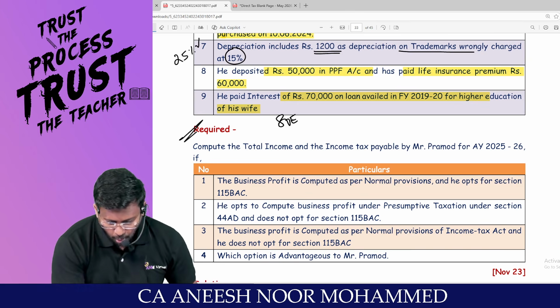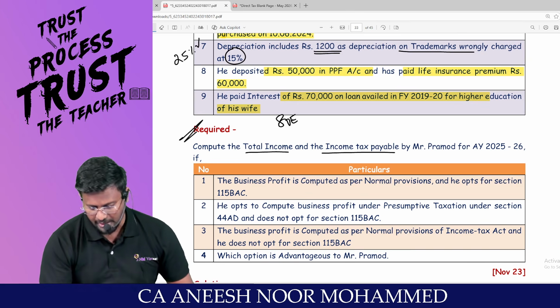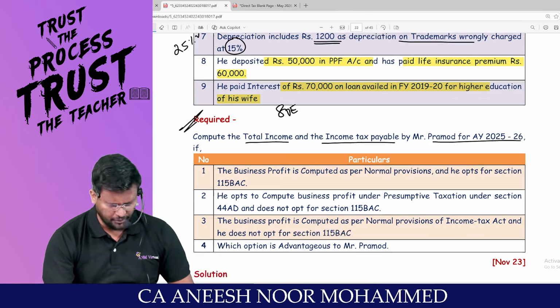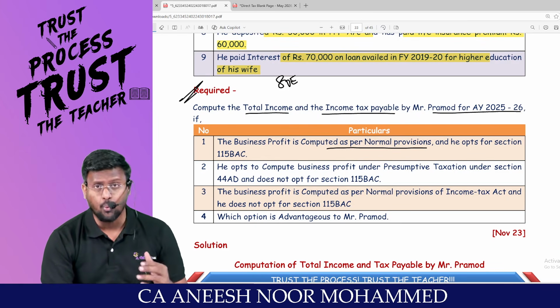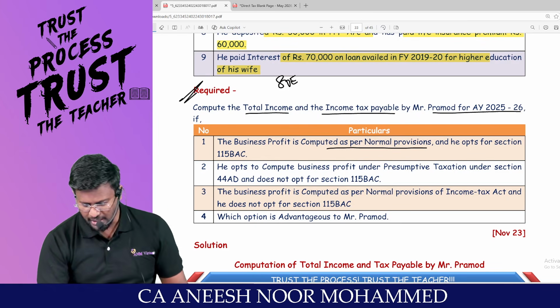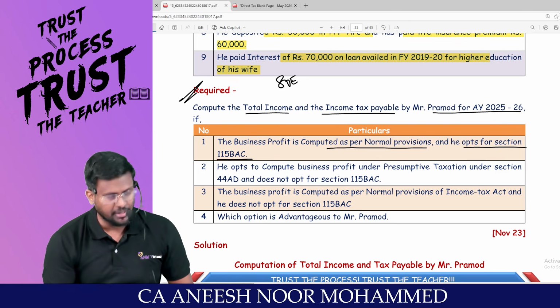Compute the total income. Okay, sir. And income tax payable by Mr. Pramod for assessment year 25-26. Business profit is computed as per what provision? Normal provision. And he opts for section 115BAC.